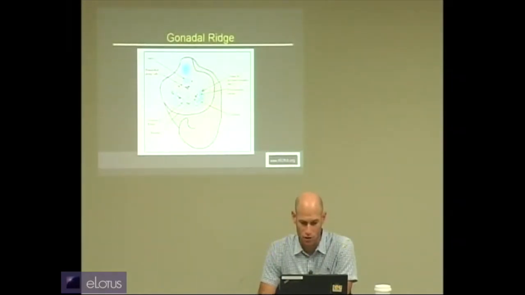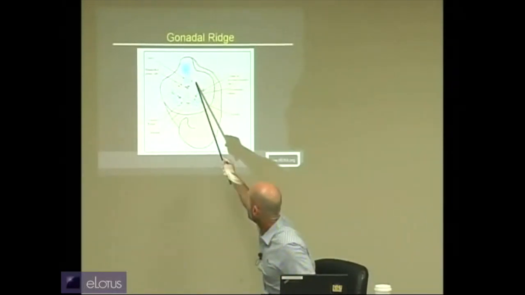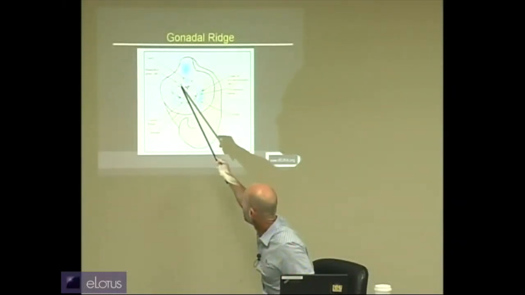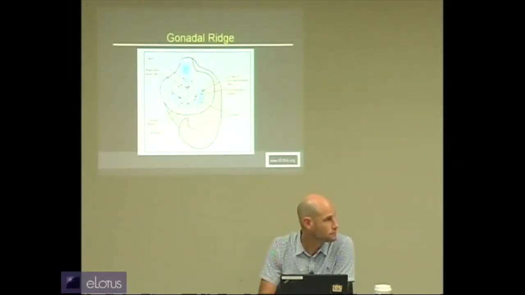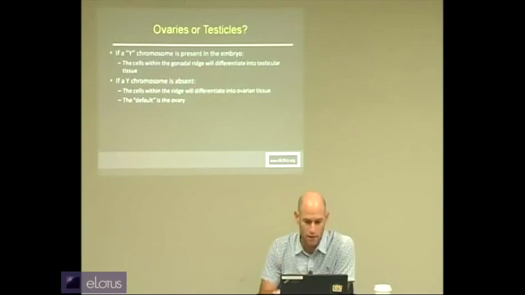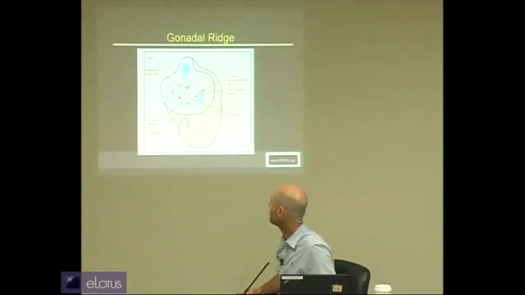So this is just a schematic picture of a human embryo at around 5 weeks gestation. And essentially what you see here is the gonadal ridge would be up around this area. Okay. So you can remember at this point, this could be male or female, it would look exactly the same.